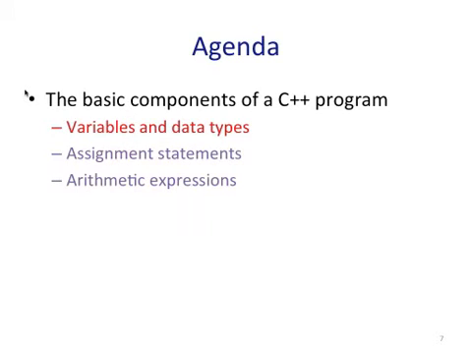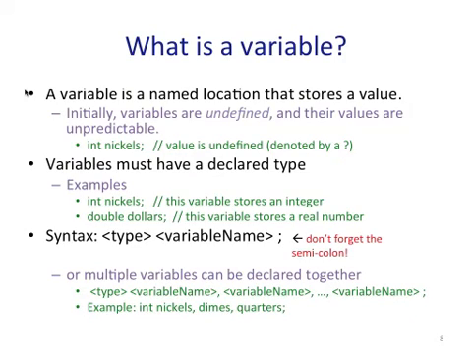Okay, so we're going to start today by talking about variables and data types. A variable, as I said last time, is a named memory location that stores a value. So here, where I said int nickels, the compiler is going to create a named memory location for me called nickels. And you, again, think of it as a box, and I can put a value there.